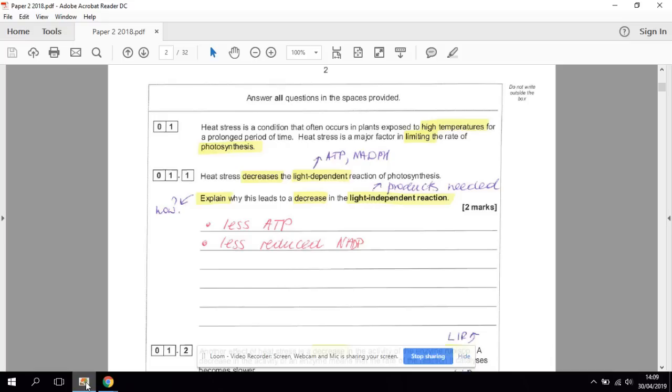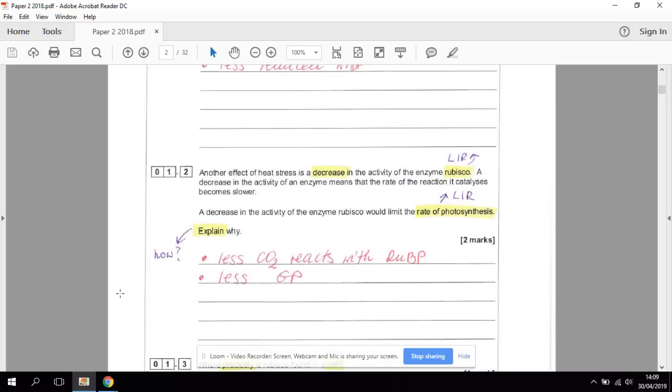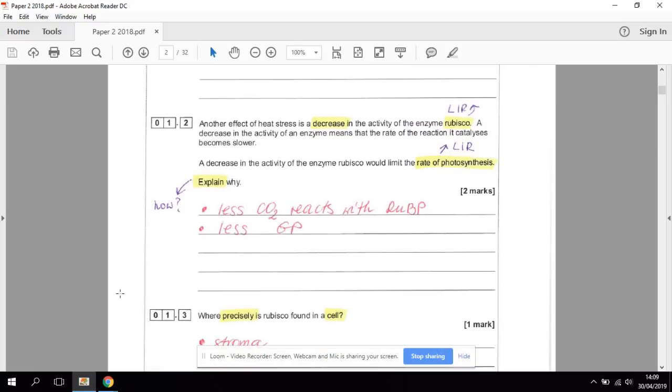So when a question like this comes up, you need to think: what are the products of the light-dependent reaction here? So we've got ATP and reduced NADP. So we need to explain why this leads to a decrease in the light-independent reaction. Again, you should remember that products from the light-dependent reaction are needed for the light-independent reaction. So how does that reduce it? Because less light-dependent reaction means that we've got less ATP and less reduced NADP. So that's our answer.